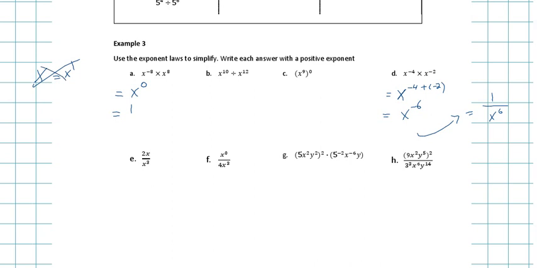What do I have to do with the second one? Subtract. So 10 minus 12. What do you get when you do 10 minus 12? Negative 2. And I can't leave it as negative 2, right? So I have to flip the base and then make it to the power of positive 2.